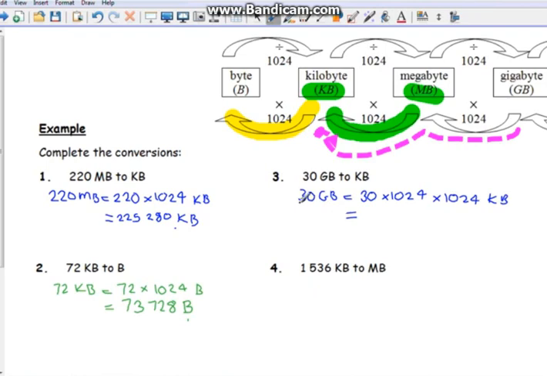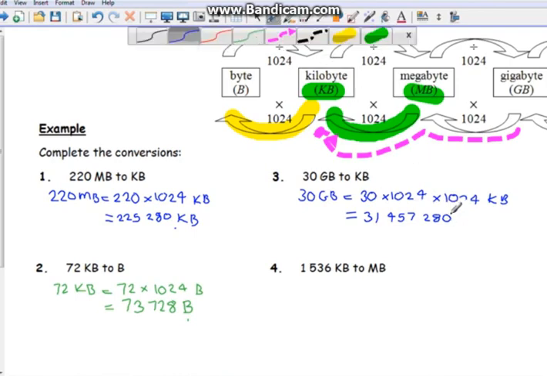Once again, when you do that on your calculator, you're going to get a very large number. You're going to get 31,457,280 kilobytes. And you can check that yourself on your calculator. It is supposed to be KB.